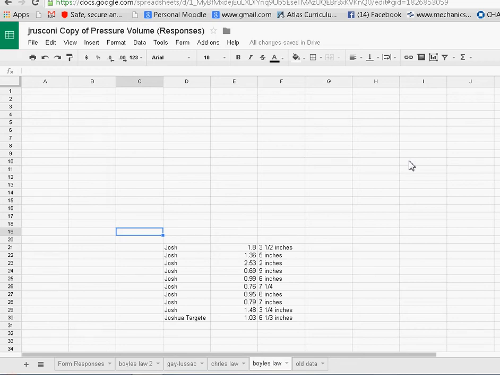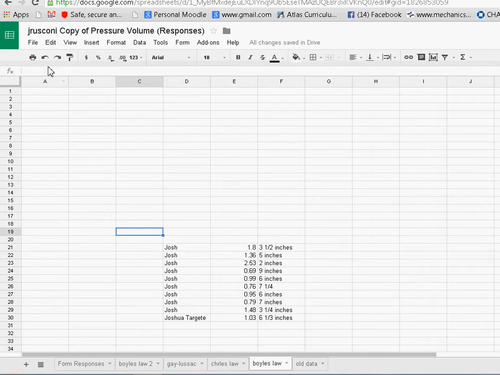Okay, now what we're going to do is take this data that we've gotten and start doing some manipulation with it. We're going to see what the data does. For the first thing, I need to figure out what the constants were that I had. I also noticed that one of the things Josh did is he put in inches and fractions. We probably want to change those into decimals.